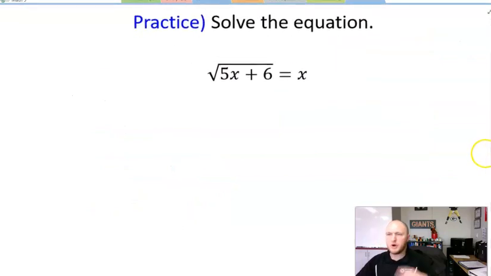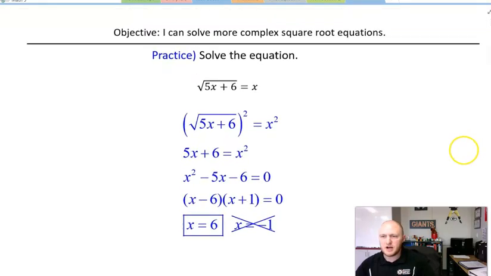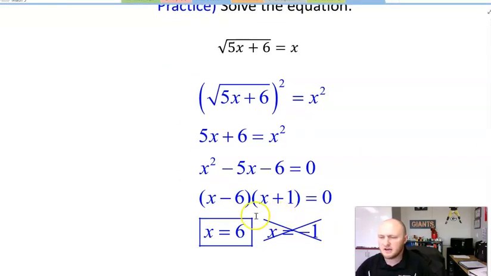Here is an example. Pause me. Go ahead, try this example, and we'll see what you get. I'll show you the answer here in a second. Okay, hopefully you tried that one. You should have gotten 2 answers, -1 and 6 as possible solutions. When you check -1, you get a false statement. Okay, a square root can never equal a negative value. So that one's false. Throw that out, and then 6 is your final answer.